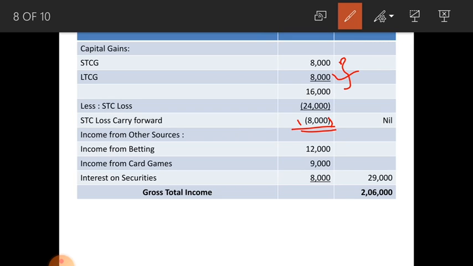Next one, see income from other sources. Income from betting 12,000, income from card games 9,000, and interest on securities 8,000. So total 29,000 income from other sources is there. The total of these items amounts to rupees 2,06,000. The total of 5 heads amounts to rupees 2,06,000. That is your gross total income.